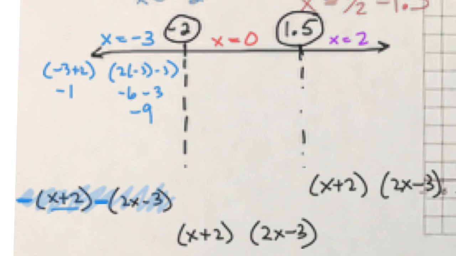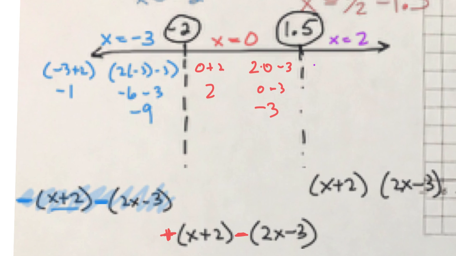Okay, so for the middle, what is 0 plus 2? It's a positive, so you don't have to put a plus, right? You can leave it blank because positive and blank are the same things. But what's 2 times 0 minus 3? Is negative 3, so we have a negative in front of that parenthesis. Okay, we're going to evaluate that one also.